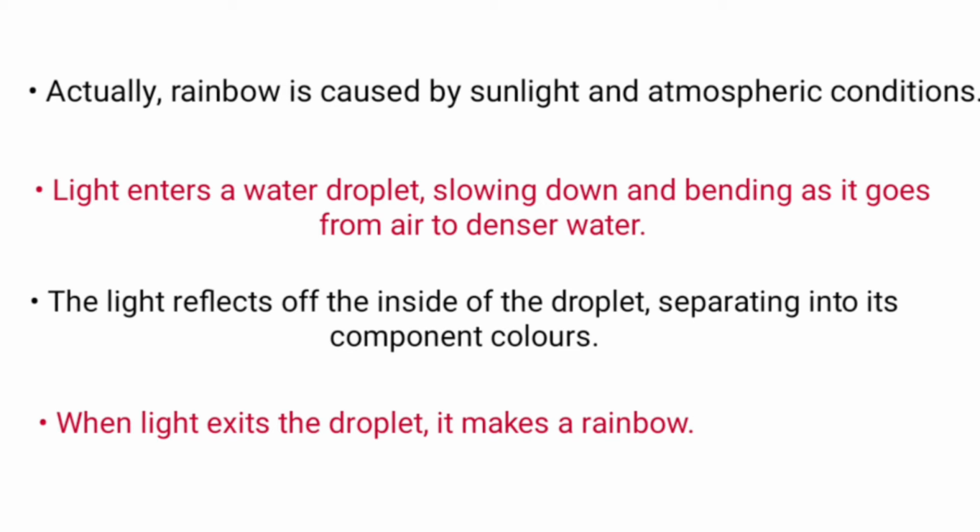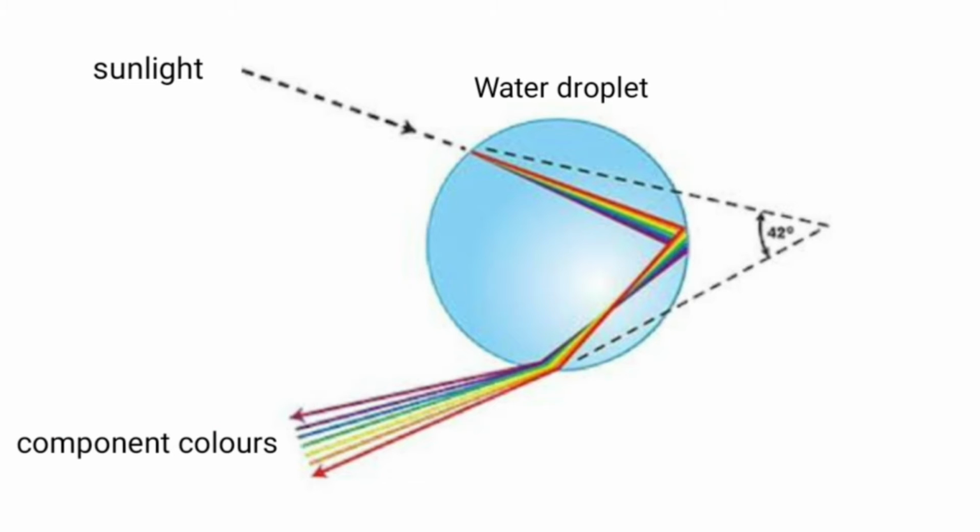Light enters a water droplet, slowing down and bending as it goes from air to denser water. The light reflects off the inside of the droplet, separating into its component colors. When light exits the droplet, it makes a rainbow. You can see it in this picture.